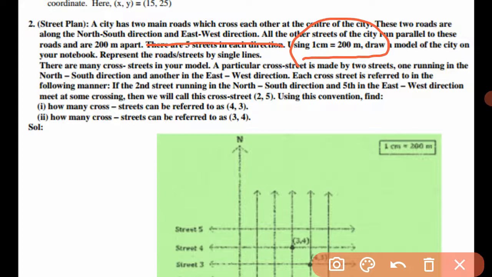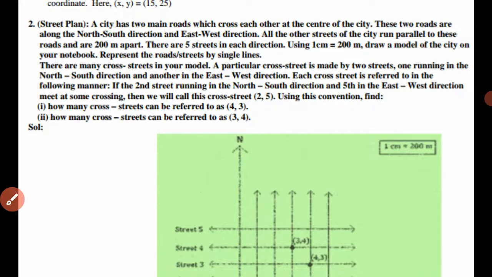Represent the road and streets by single lines. Now there are many cross streets in your model. A particular crossing is made by two streets, one running in the north-south direction and the other in the east-west direction. Each crossroad is referred to in the following manner. If the second street running in the north-south direction and the fifth street in the east-west direction meet at some crossing, they will be referred to as 2, 5. Now using this convention, find how many cross streets can be referred to as 4, 3 and how many cross streets can be referred to as 3, 4.